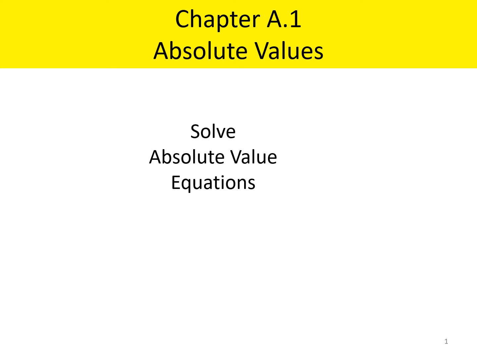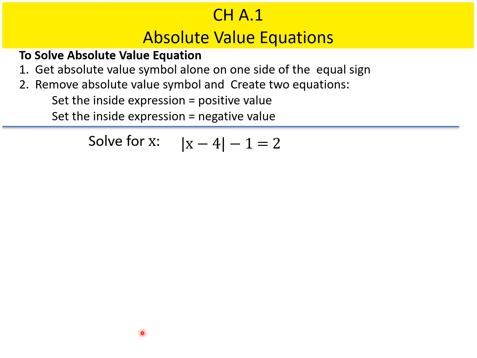Chapter A, Section 1, Solve Absolute Value Equations. We have an absolute value equation, and we're going to solve for x. Now, normally when we solve for x, we try to get x alone on one side of the equal sign. We cannot do that here because the x is contained within the absolute value symbol.